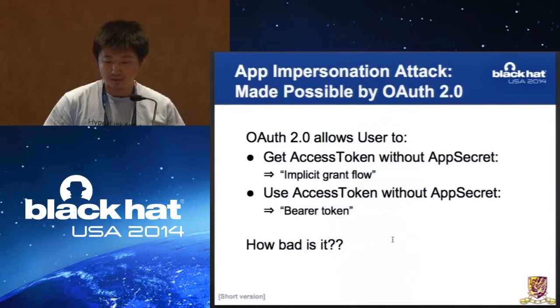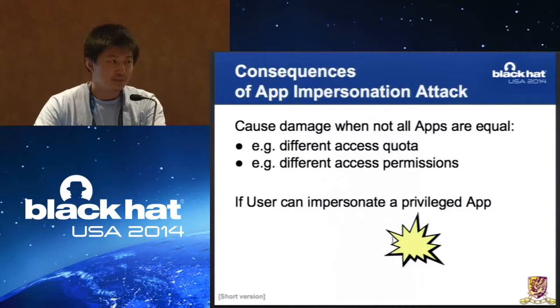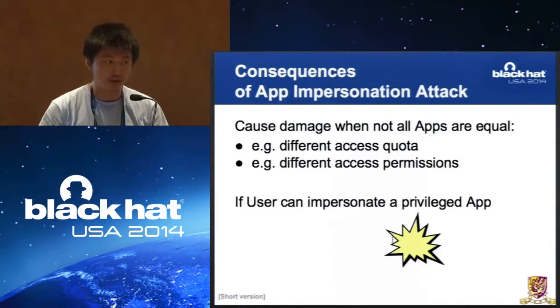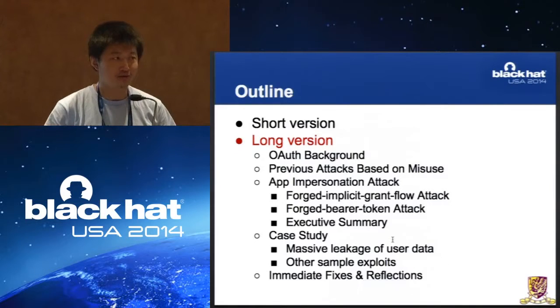And what's the consequence of it? Usually, it does not matter too much. But in some scenarios, when not all apps are born equal, it can make a difference. For example, different apps may have different access quotas, or different apps may have different access permissions. If a user can impersonate some privileged app, this will become worse. So later I will show you something surprising, that some apps have superpowers. Okay, so basically that's the short version. At least you know the general flow of the problem and the attack.